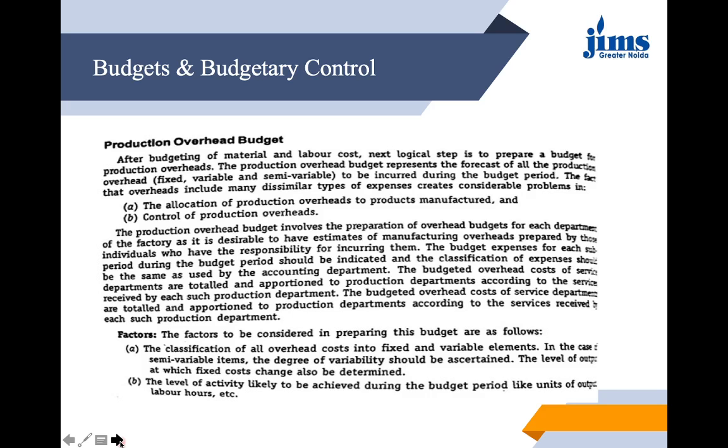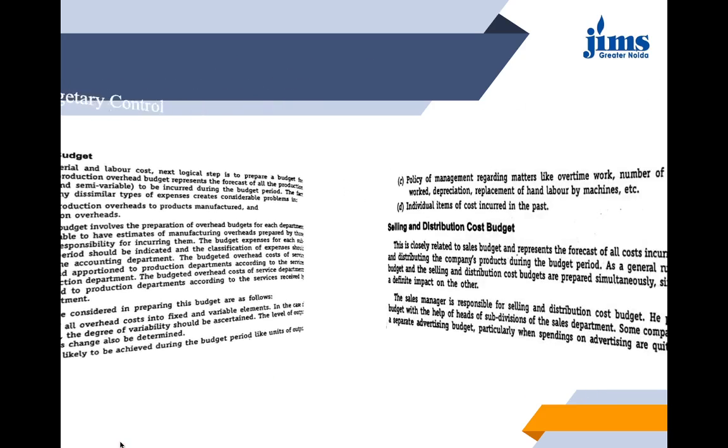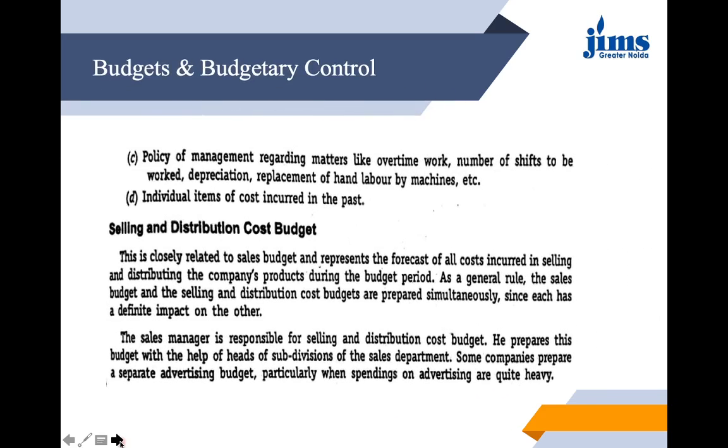The factors that we consider here, which are important at this point, are the classification of all overhead costs into fixed and variable elements. In the case of semi-variable items, the degree of variability also needs to be ascertained. The level of output at which the fixed costs change is also determined. The level of activity likely to be achieved during the budget period, like units of output, labor hours, etc., also needs to be determined. The next important step is the policy of management regarding matters like overtime, number of shifts to be worked, depreciation, replacement of hand labor by machines, etc. It depends on the top management. Then individual items of cost incurred in the past are also very important.